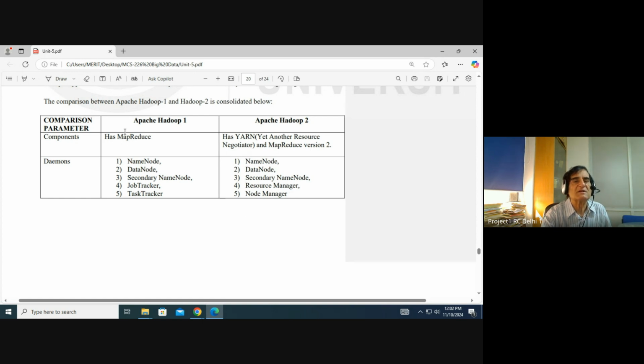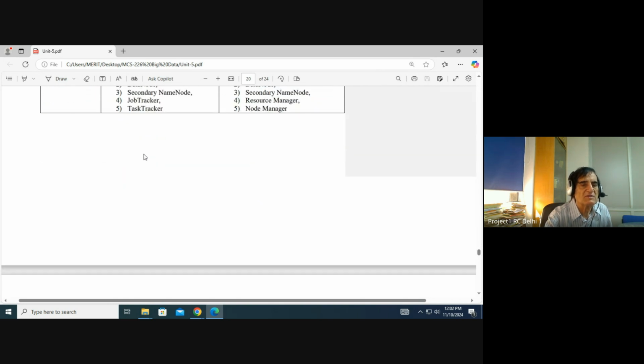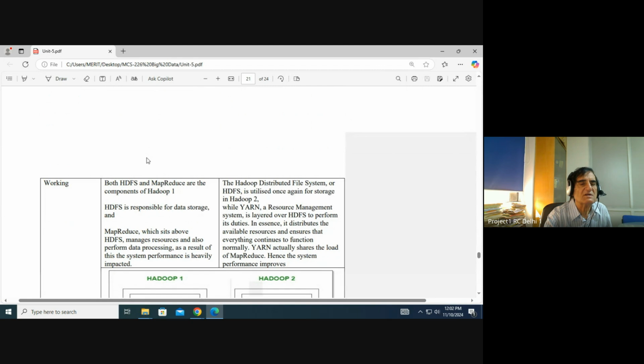These are the various Hadoop 1, Hadoop 2, which is also known as YARN. YARN is Yet Another Resource Navigator. And this is MapReduce version 2, and this is MapReduce version 1. So that's what. So this is working.